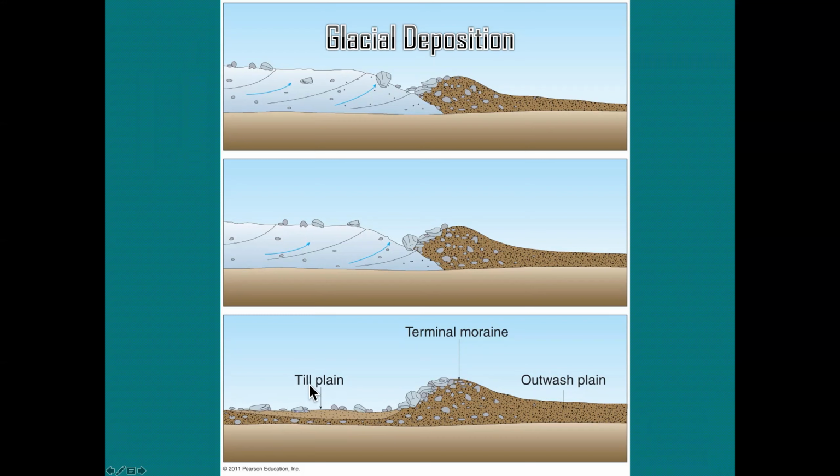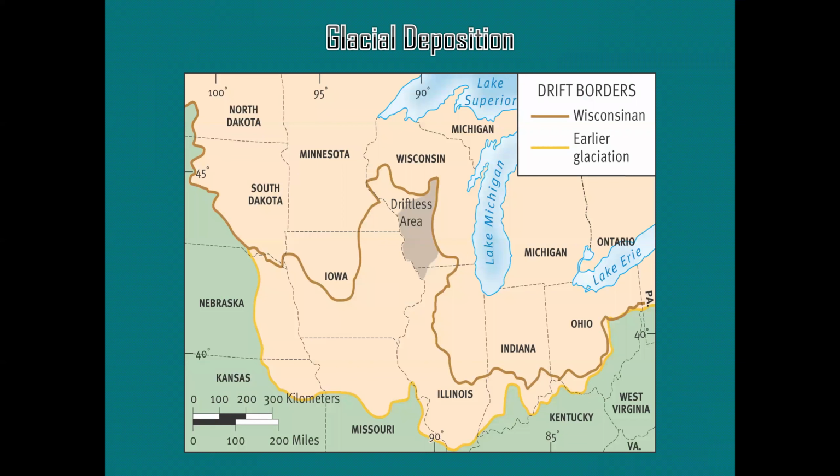Till is basically all the big bits of rock and boulders that are carried by the ice itself. The outwash is what is carried by the melted water. So it tends to be more layered and stratified than till. Here's, for example, places in the United States that have been covered by ice.